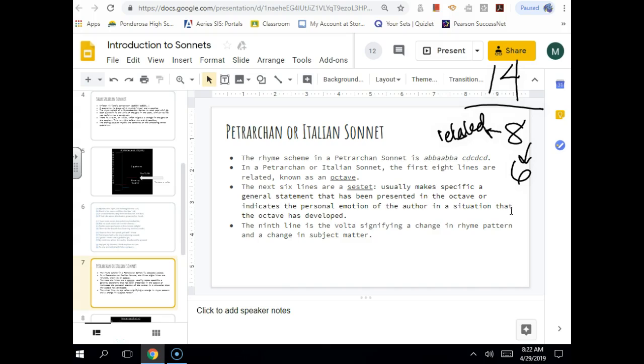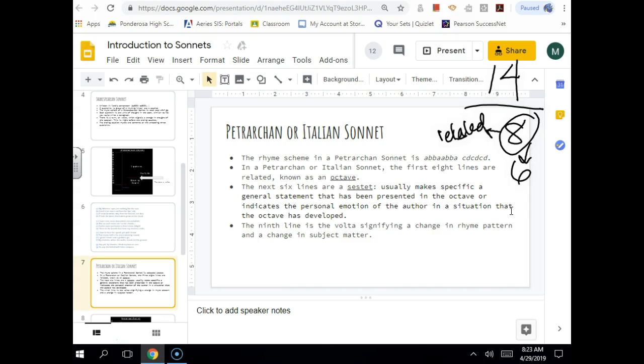Okay, think of an octopus. What is 8? What's oct? Root word 8. Okay, octomom, if you guys know what that is. Ses, that's 6. Okay. So what this is going to say is it's going to build off of this. So it's going to give a general statement or talk about the personal emotion that was presented in the first octave. Okay. So you know how the couplet built off of the rest of it? Now it's just 8 and 6. So then it says the 9th line is the volta, signifying a change in rhyme pattern and a change in subject matter. Okay, it's building off of that first one.